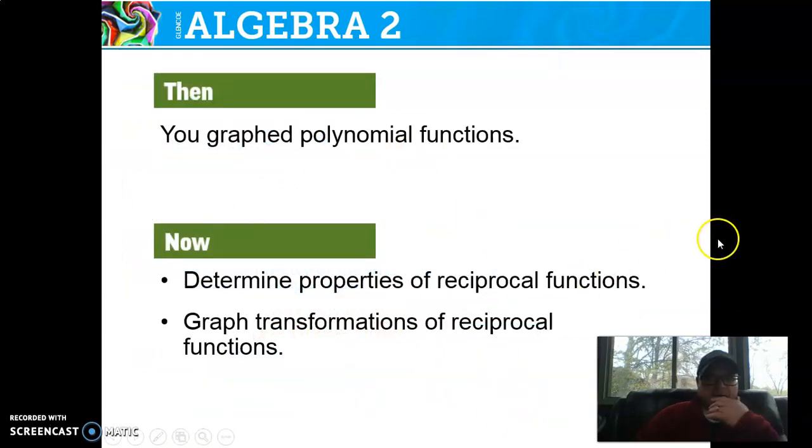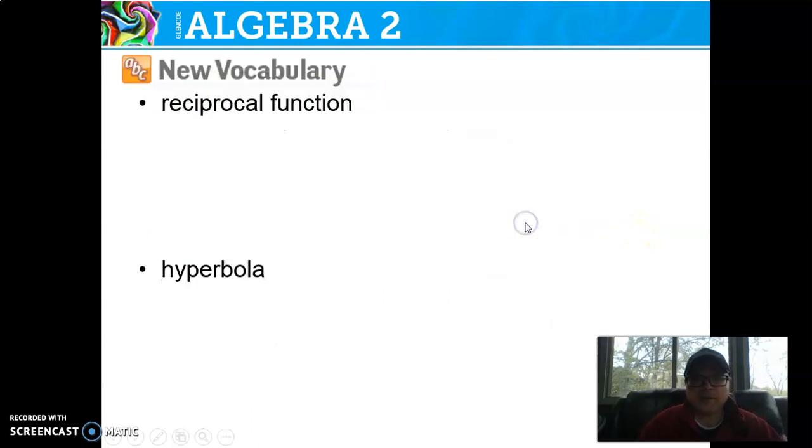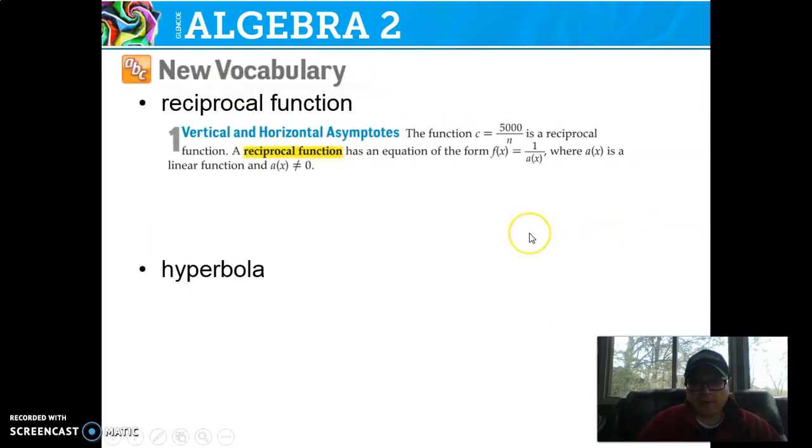So previously we have graphed polynomial functions. Now we're going to determine properties of reciprocal functions and graph transformations of reciprocal functions. So some new vocabulary. Feel free to pause and slow down if you need to. Reciprocal function, talking about vertical and horizontal asymptotes.